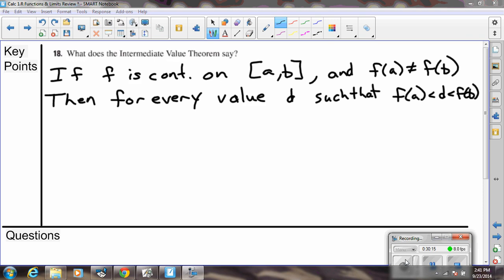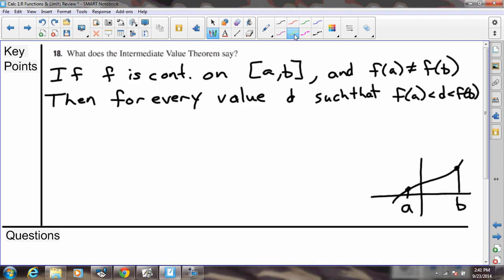So what this picture is saying is, suppose we have a function that is continuous from somewhere a to b. So we have a continuous function on the interval, and here is f of a, there is f of b. Take any number that's in between f of a and f of b on the y-axis, like this one. Take any number d you want.